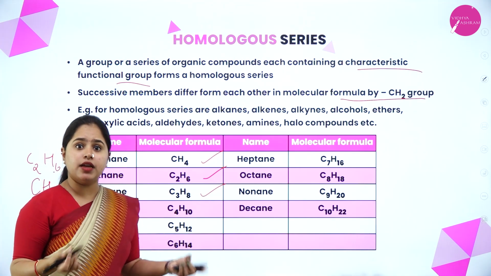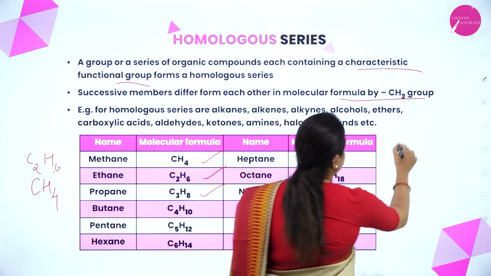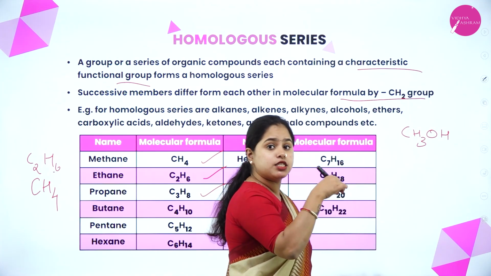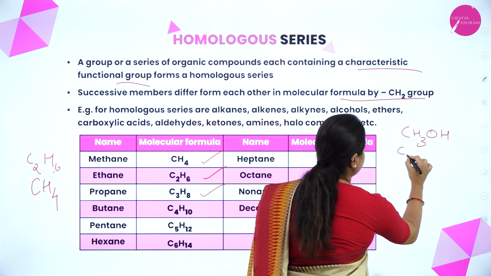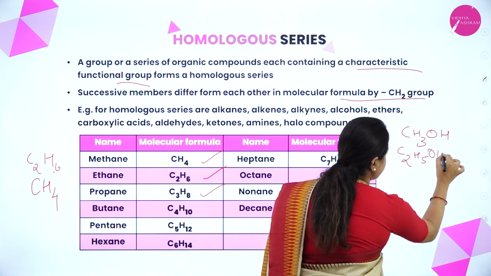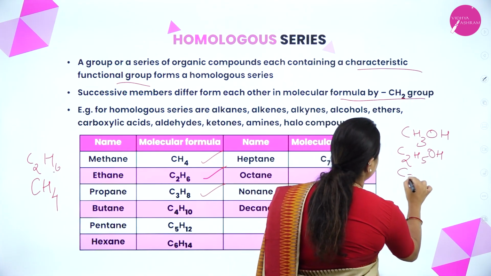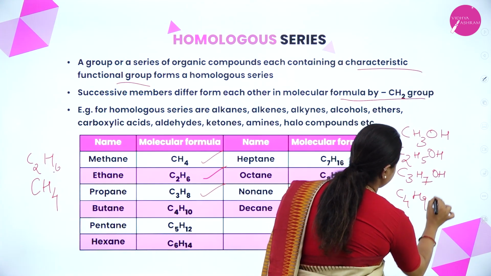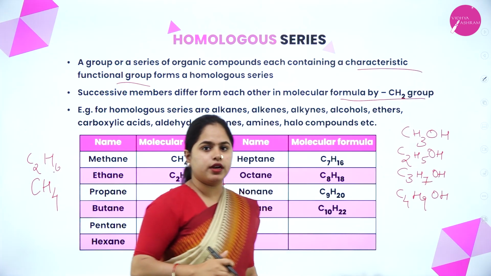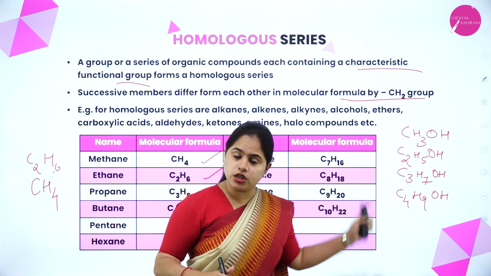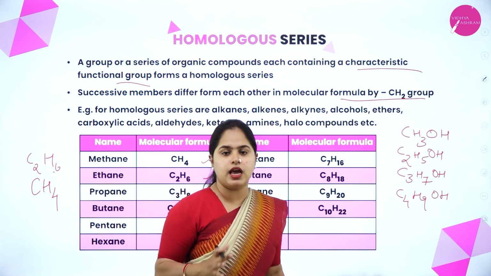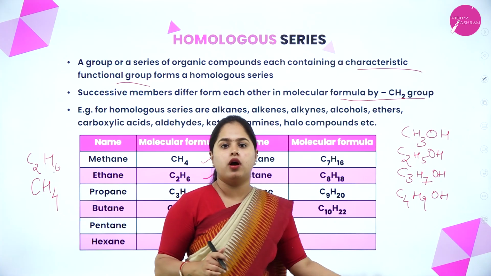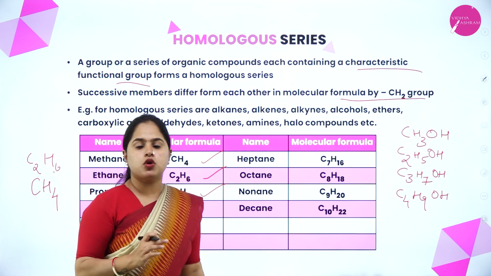This is for alkanes. In the same way you can write it for alcohols. The first member will be methanol. The next homologue will be C2H5OH. The third member will be C3H7OH. The fourth member will be C4H9OH. This way you can write it. In all the compounds, the functional group is the same. It is OH, so it is an alcohol. But still they differ by a CH2 group. So this series is called a homologous series. I hope it is clear.